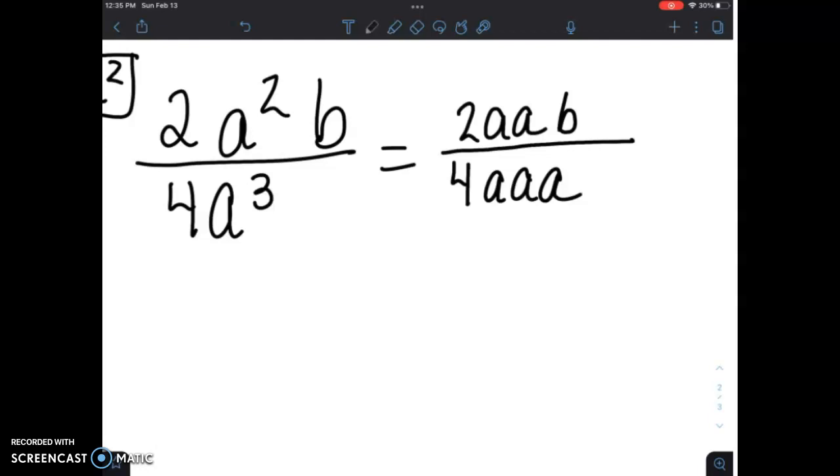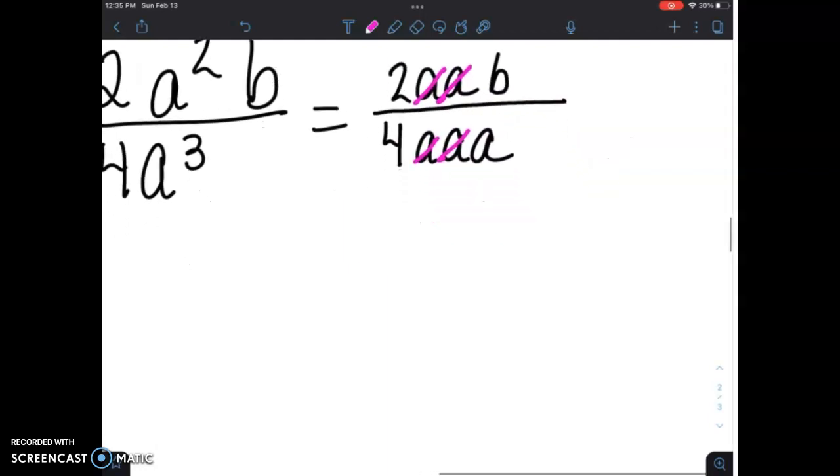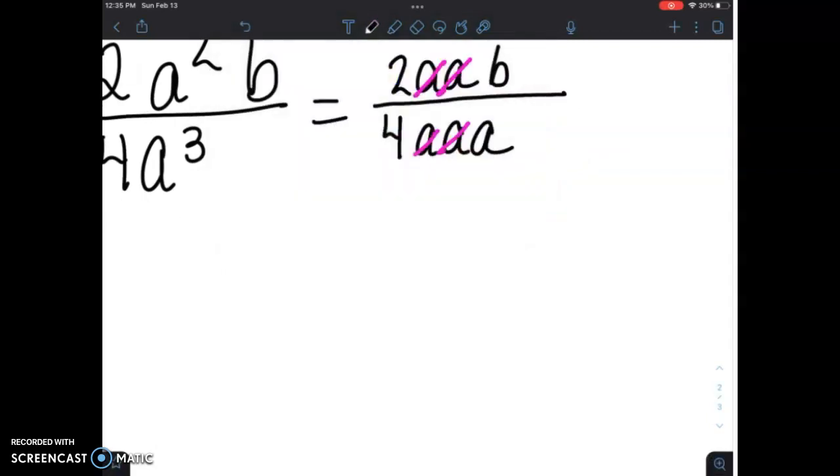So a divided by a is 1, so I'm going to go ahead and simplify that down to 1, and then I'm going to simplify the second a down to 1 as well. What we have left is 2b in the numerator and then 4a in the denominator. So I'm going to write that down. You can actually simplify it a little bit more.